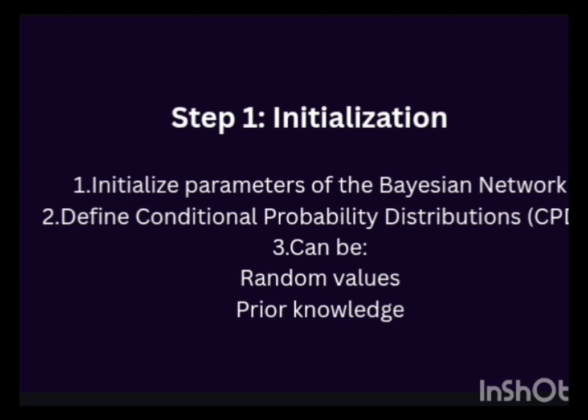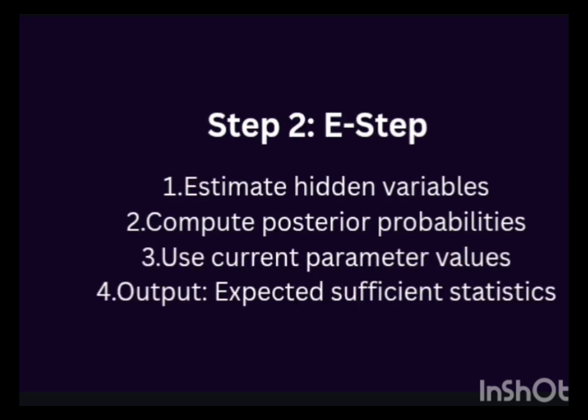E-step. In the expectation step, the algorithm estimates the hidden variables using the current parameter values. It calculates the expected values of the missing data by computing posterior probabilities. This step essentially fills in the missing information in a probabilistic manner.